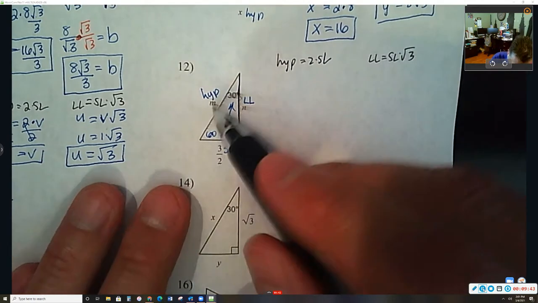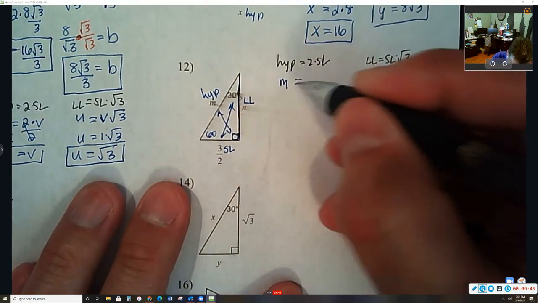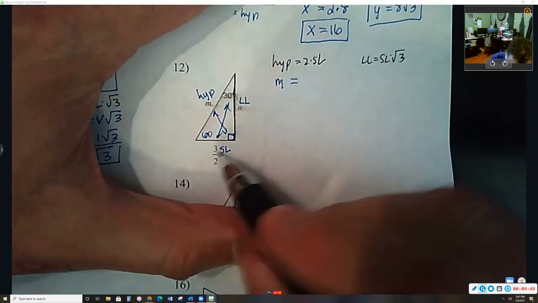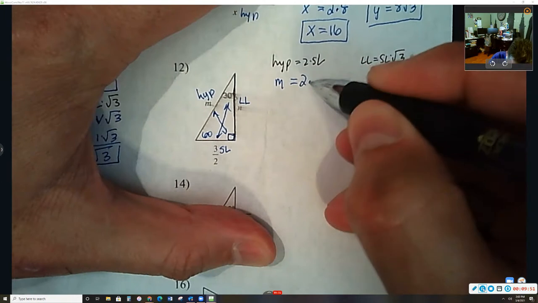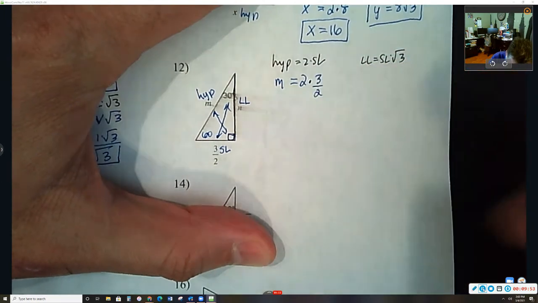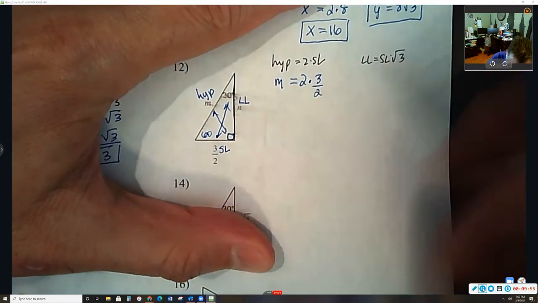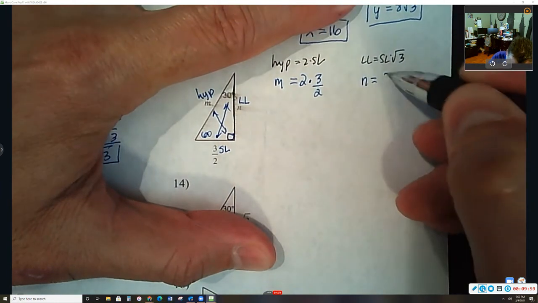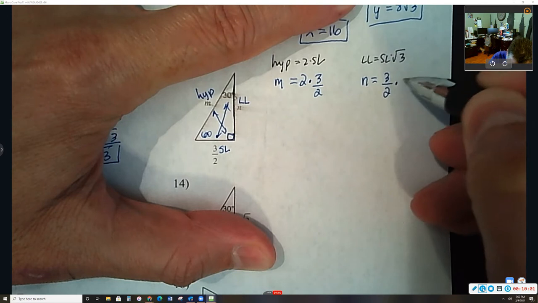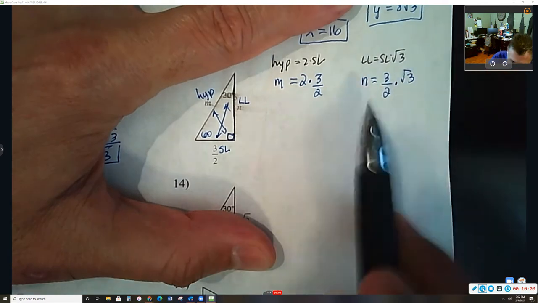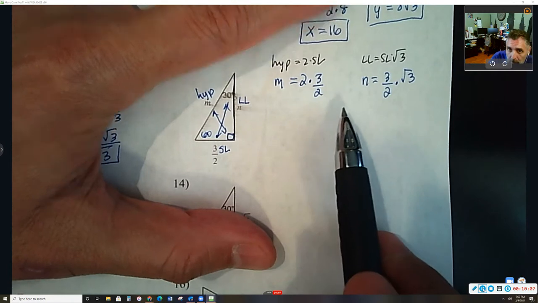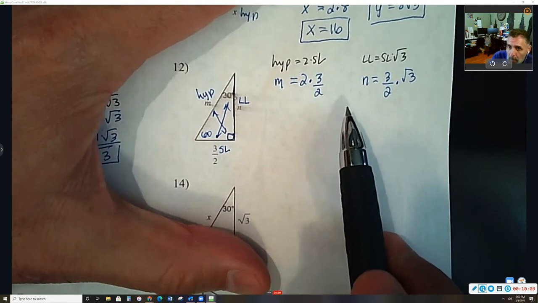So we got the hypotenuse is m. The shorter leg is 3/2. So that's what the first equation looks like. The longer leg is n, and the shorter leg is 3/2. And that's what the second equation looks like. Well, both of these are actually pretty easy to solve. They don't look easy, but they are.